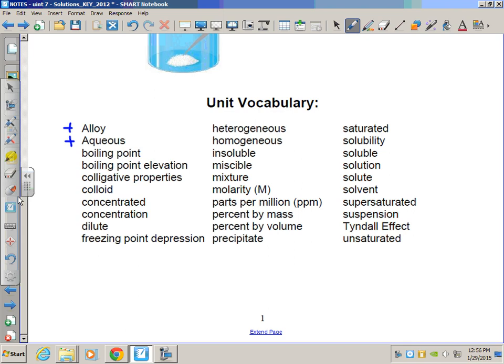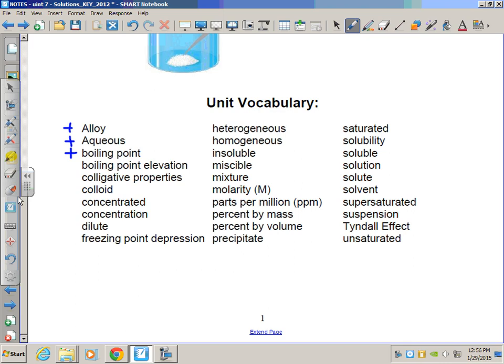Boiling point. This one you should know. We've talked about phase changes in the previous unit. Boiling point elevation, colligative properties. I'm going to go with foreign. I don't think most of you know what those are. Maybe you could figure out boiling point elevation in a sentence, but I'm going to leave it.